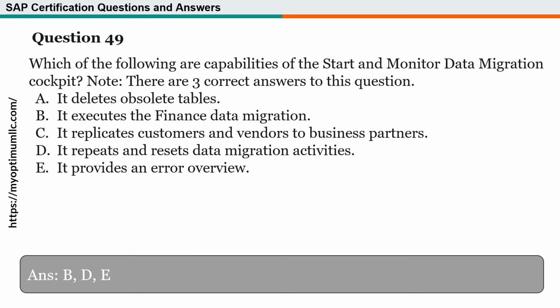Question 49. Which of the following are capabilities of the Start and Monitor Data Migration Cockpit? Note, there are three correct answers to this question. A. It deletes obsolete tables. B. It executes the finance data migration. C. It replicates customers and vendors to business partners. D. It repeats and resets data migration activities. E. It provides an error overview.